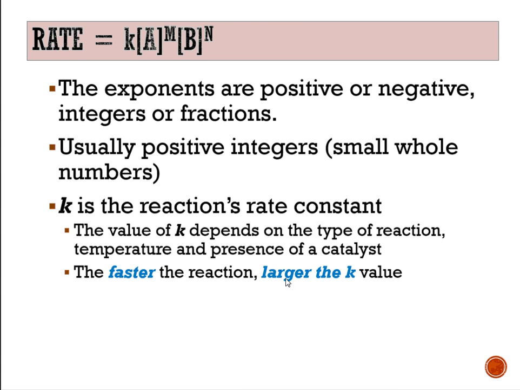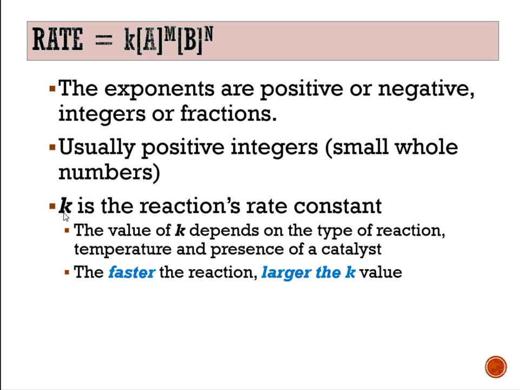The exponents are going to be positive or negative. They can be integers or fractions. Usually on the AP test, they're going to be positive integers. 0 to 3 are very common. You may rarely get a fraction as a reaction order or a particular reactant order, but that'll probably be on a free response question if that were to happen. But I guess it's possible on a multiple choice also.